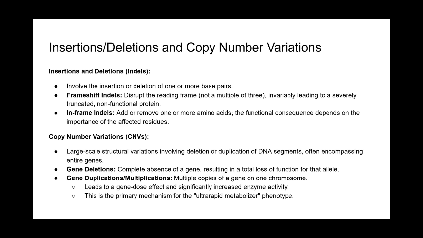Conversely, gene duplications or multiplications occur when an individual carries multiple copies of a gene on a single chromosome. If these copies are functional, they can lead to a gene dose effect, which significantly increases protein expression and enzyme activity. This mechanism is primarily responsible for the phenotype observed in individuals known as ultra-rapid metabolizers for certain drug-metabolizing enzymes.